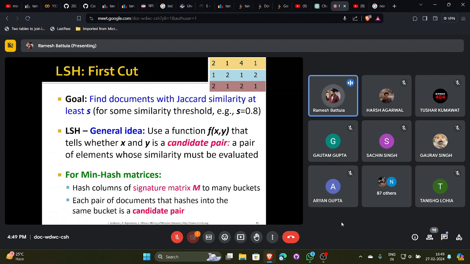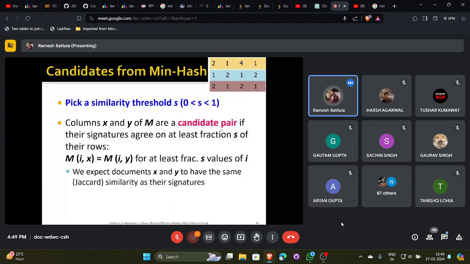Okay, so how we need to develop this: a candidate pair of documents that hash into the same bucket is a candidate pair. So you need to find the threshold S, which is going to be between 0 and 1, and find the candidate pairs. The candidate pairs are going to use this concept: m of i comma x is equal to m of i comma y for at least a fraction S of values of i.